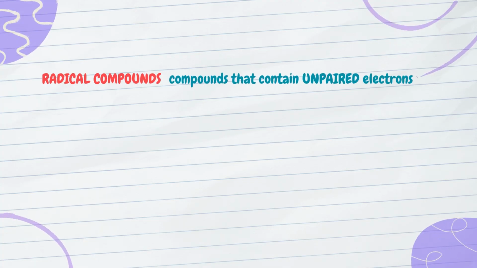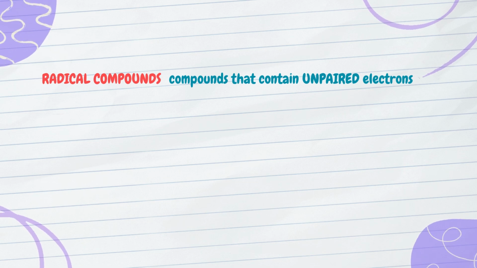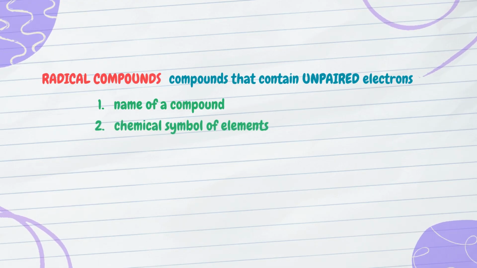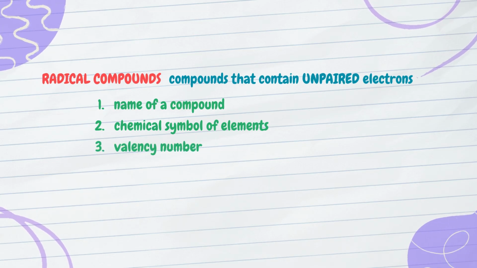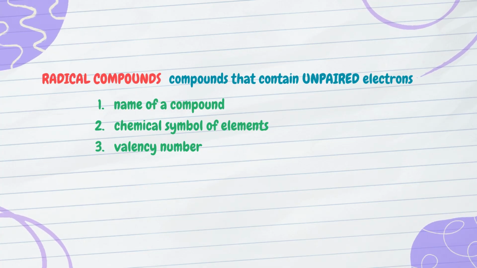To recap, radical compounds are compounds that contain unpaired electrons. To write the chemical formula of substances with a radical compound, first write the name of the compound. Write the chemical symbol of the element and radical compound. Write the valence number of the element and the radical compound. And finally, cross over the valence numbers.